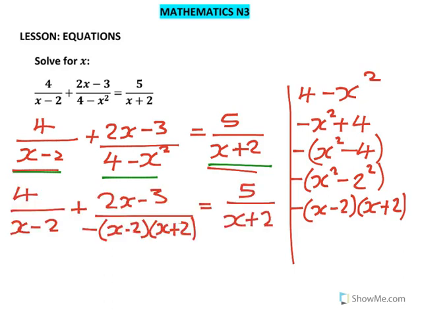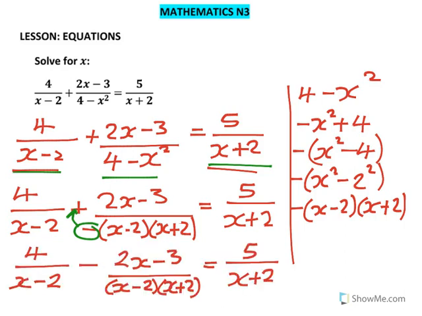So when you rewrite it, look what we have now. We have 4 over x minus 2 plus 2x minus 3 on top over negative. Now, one thing you must know is that this negative will affect this positive, making everything negative. When you incorporate that negative, it has affected everything. You can see now it's 4 over x minus 2 minus, no longer a plus.